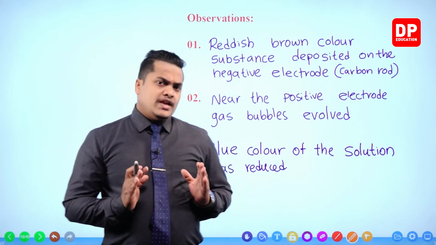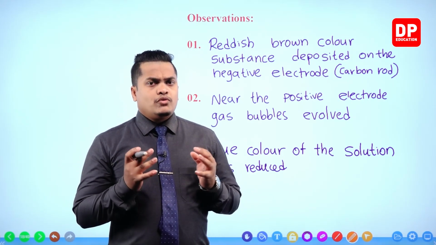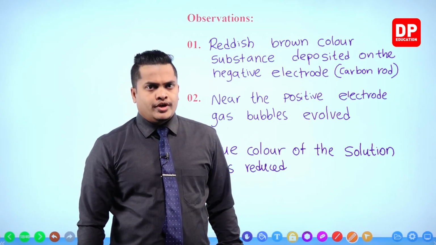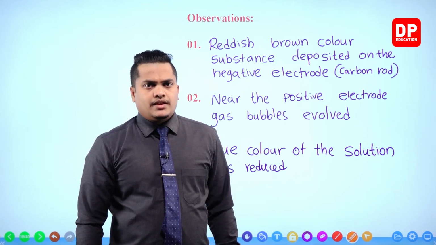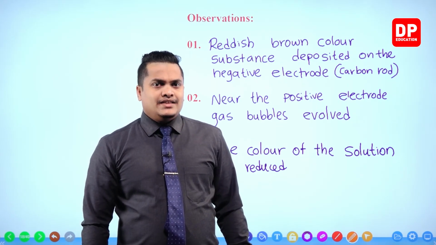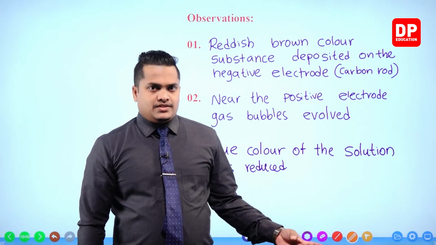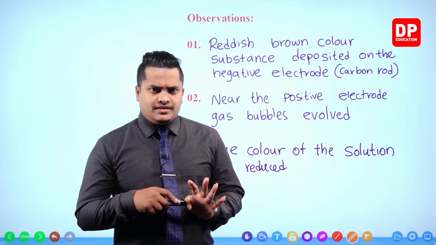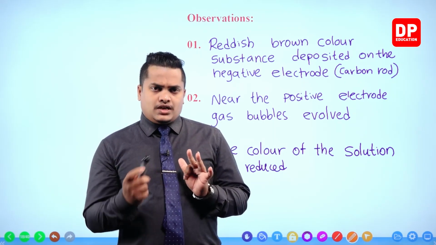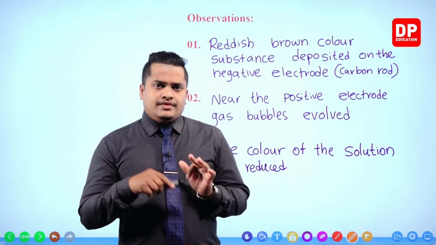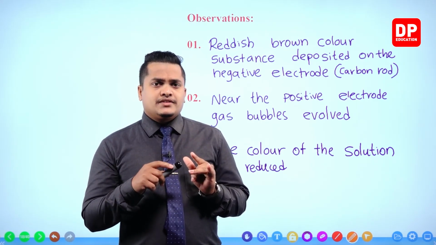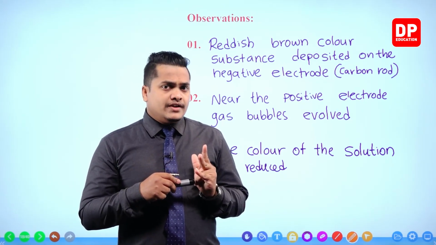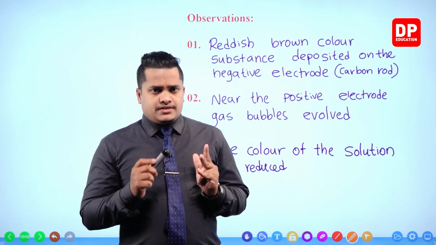So we know, my dear children, that for a certain chemical reaction to occur, at least one of these things should occur. What kind of things? Gas bubbles should evolve. Then a change in the color of the solution or any other substance. Then evolution of different smokes or any other gases. Then, my dear children, deposition of a substance.